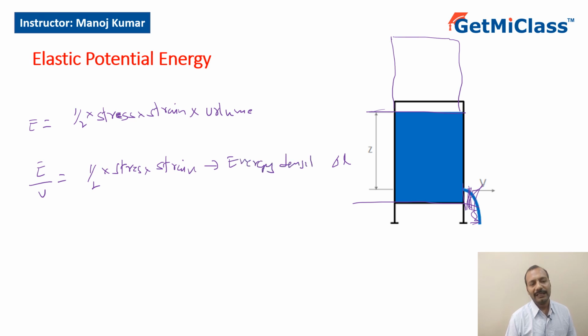Here we are defining it in terms of half into stress into strain, but this can be defined in terms of Young's modulus also. Stress by strain is Y, so this can be written as half into Y, Young's modulus, into strain square. This is one way, or this can also be written as half into stress square by Y, since strain is stress by Y. Depending on the given parameters, I can find out the energy per unit volume, and if I know the energy per unit volume, I can find out the work done or the elastic potential energy stored in the system.